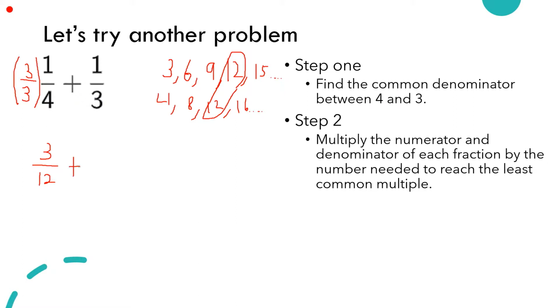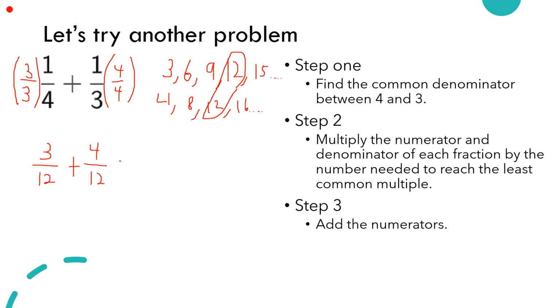So plus, what's this? How do we get 12 from a third? We have to multiply by 4/4, right? So 1 times 4 is 4. 4 times 3 is 12. Now we are ready to finish the problem. Add the numerators. Make sure not to add the denominators because that would not give you the right answer. So 3 plus 4 is 7. And the common denominator is 12, so 12. And that's your answer.